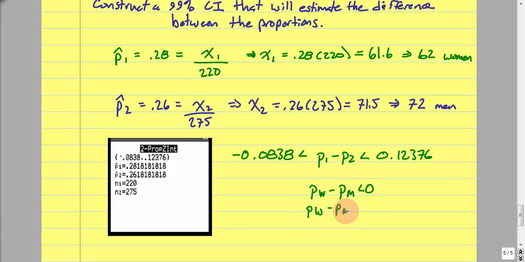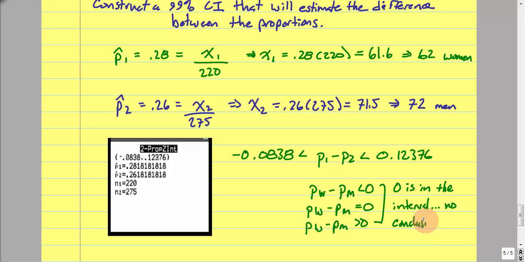Notice that it could have been equal to 0 as well, because it's in this interval from a negative to a positive. Or the difference could have been also positive from over here. So you can see it could have been 0, negative, or positive. Since it can be all three of these, 0 is in the interval, is the important key here. So basically we can't draw a conclusion. So no conclusion can be drawn. We could fail to reject H0 if we were doing hypothesis testing. So we can't really draw a conclusion on this.